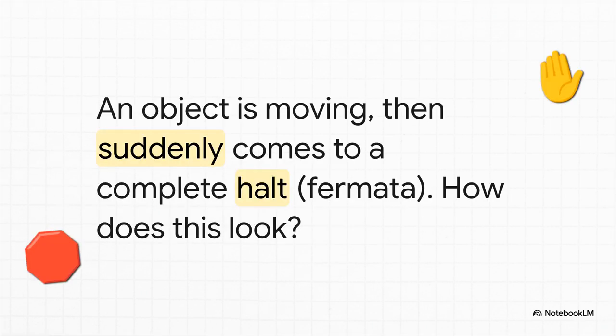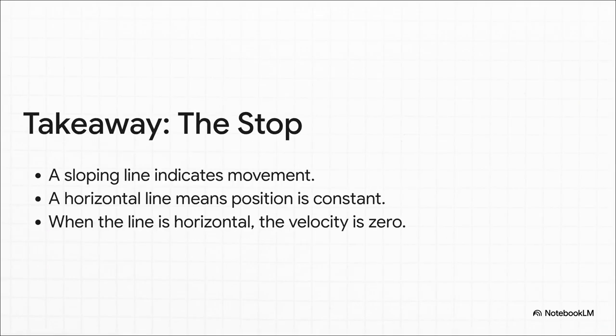What about a stop, a fermata? Let's say our object is moving right along, and then bam, it slams on the brakes and comes to a dead stop. What does that look like on our graph? Well, think about it. If you're not moving, your position isn't changing, right? But time keeps on ticking by. So, on our graph, a stop is just a perfectly flat horizontal line. The slope goes to 0, which means the speed goes to 0. No slope, no speed. Simple as that.